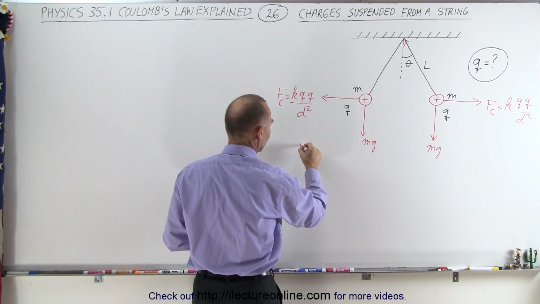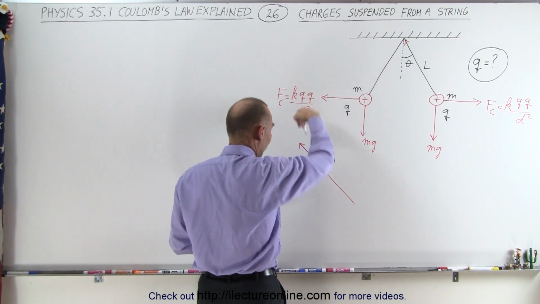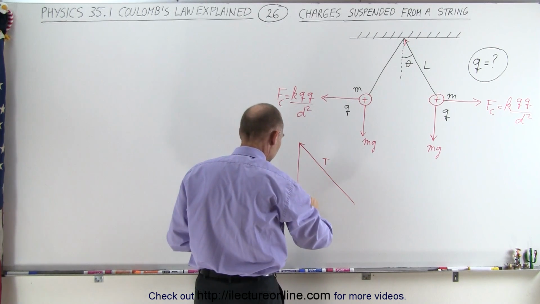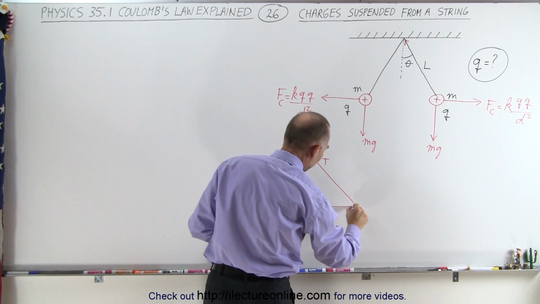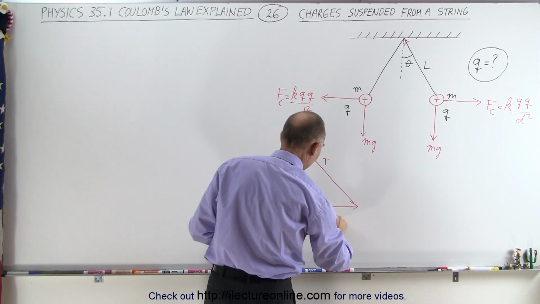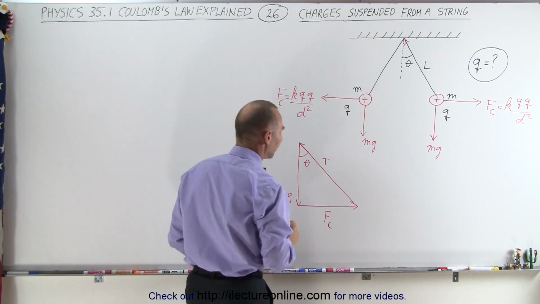So we have the force due to the tension, that looks like this. We have the force mg pulling downward, and then we have the Coulomb force pulling the object to the right, so this would be F sub c. And then this would then be the angle theta.